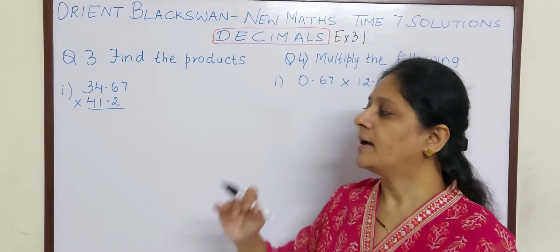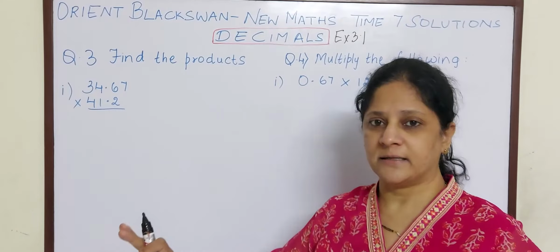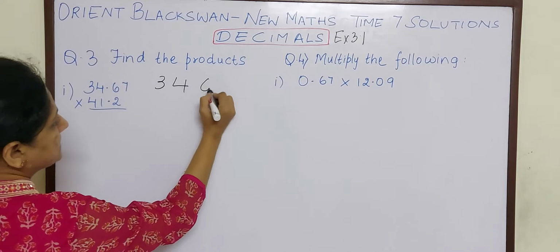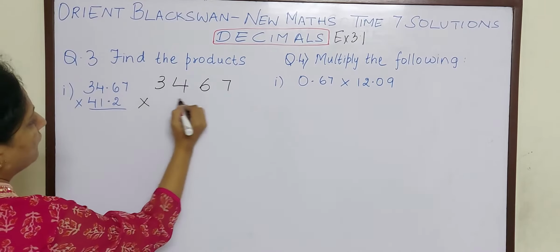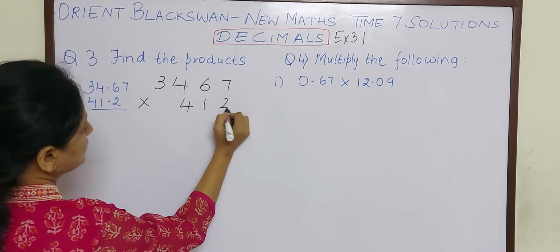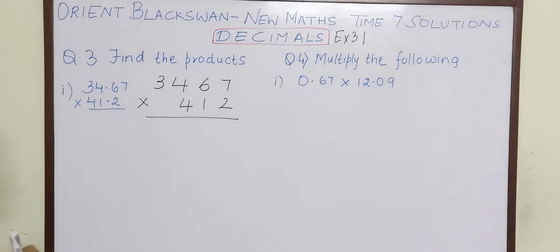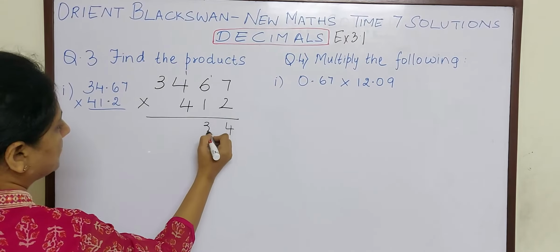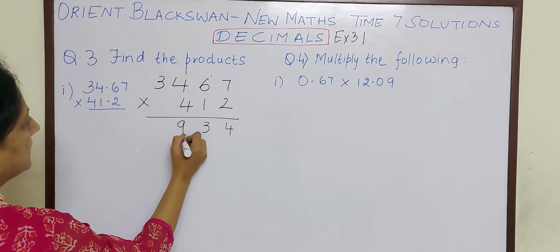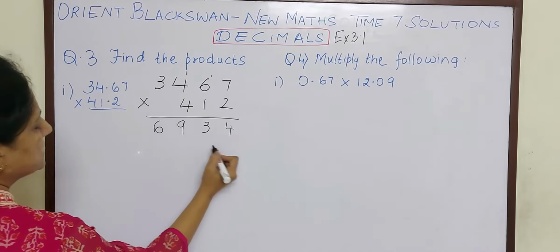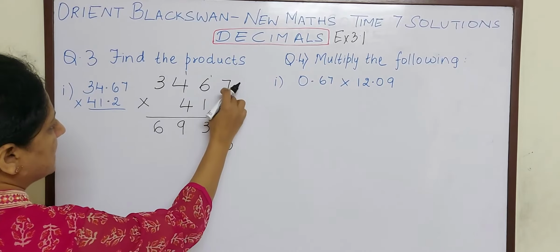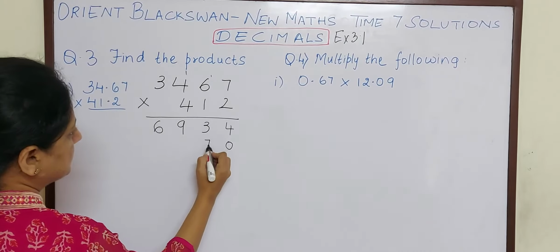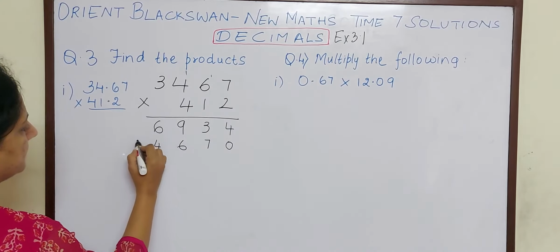We know now how to do the multiplication of decimals. First step is multiply without taking the decimals. So we will write 3467 into 412 as usual and do the multiplication. 2 sevens are 14, 2 sixes are 12 plus 1 13, 2 fours are 8 plus 1 9, 2 threes are 6. Then 1 sevens are 7, 1 sixes are 6, 1 fours are 4, 1 threes are 3. So 7643.